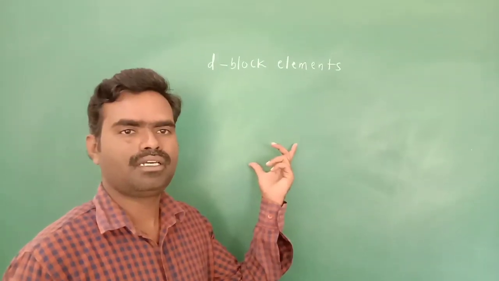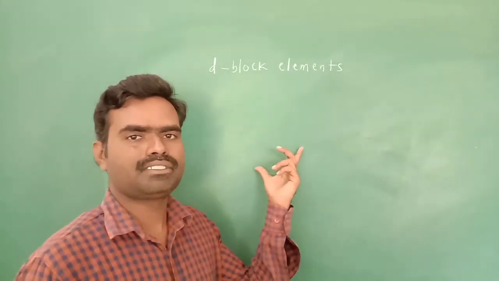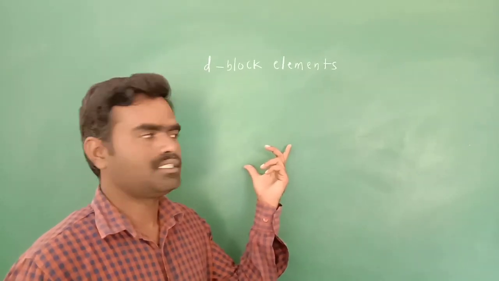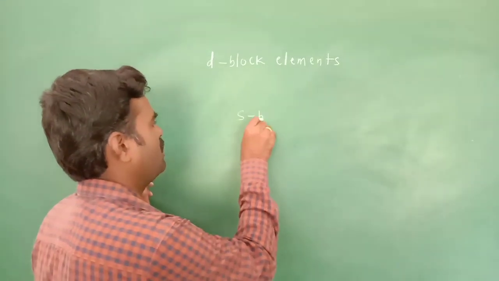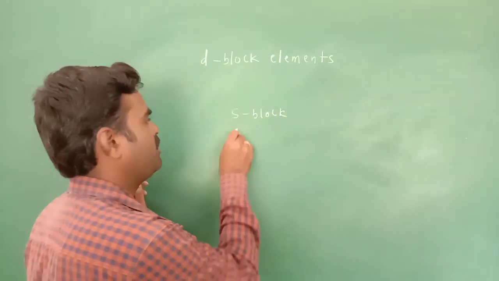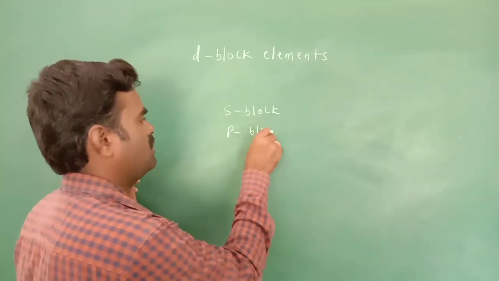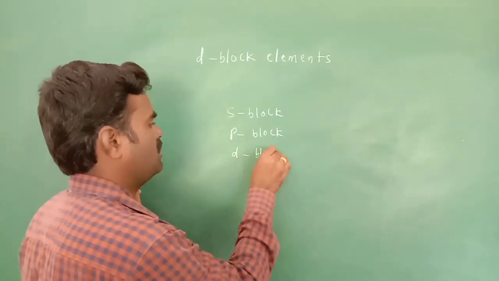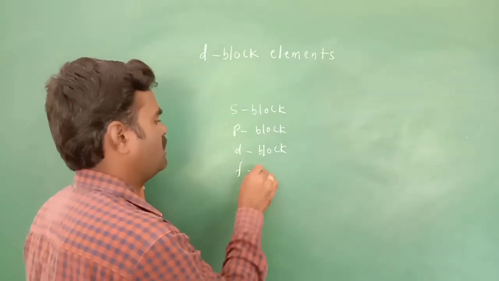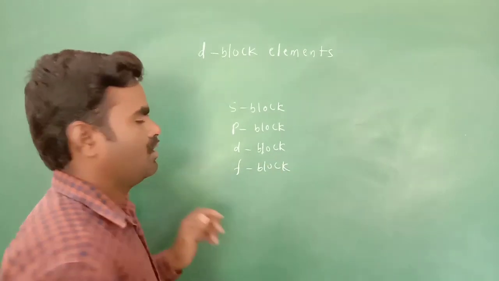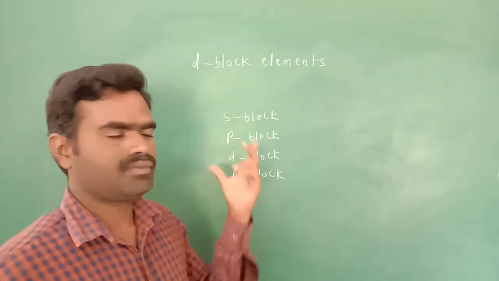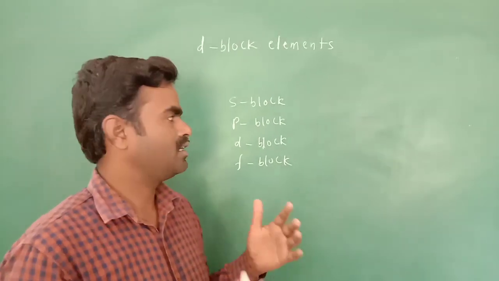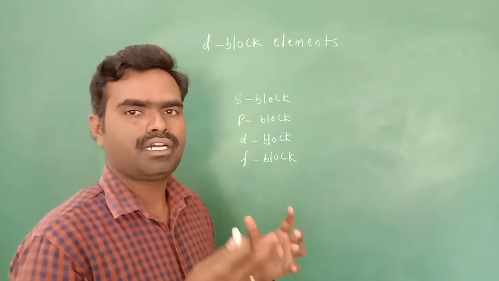Block elements. The periodic table elements are classified into four categories: S block, P block, D block, and F block. The elements are majorly classified into four categories based on the differentiating electron entering the valency orbitals.